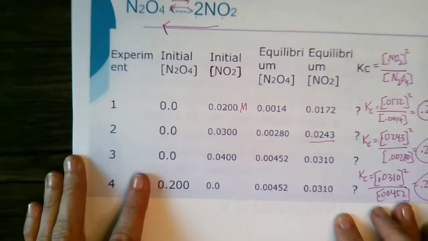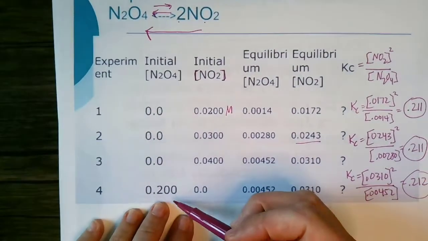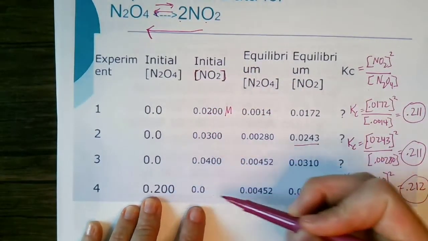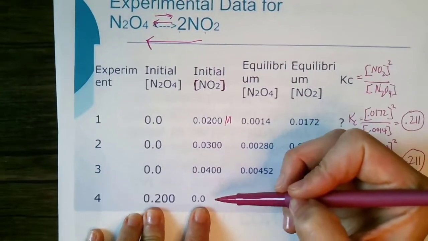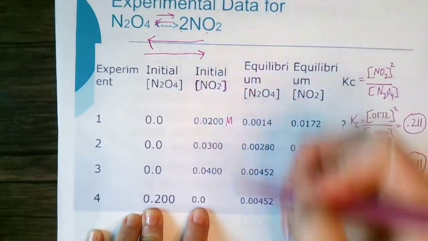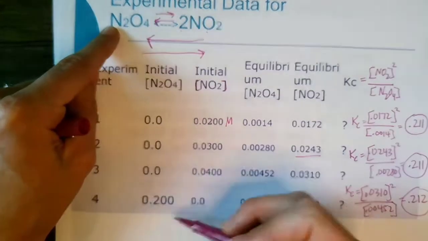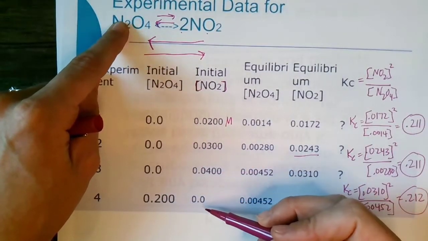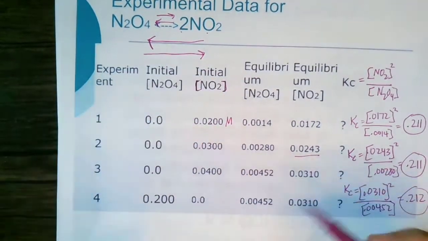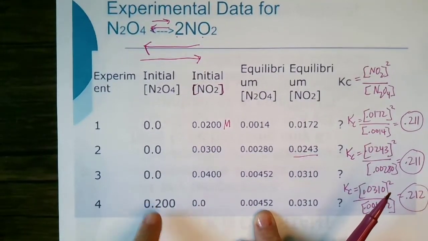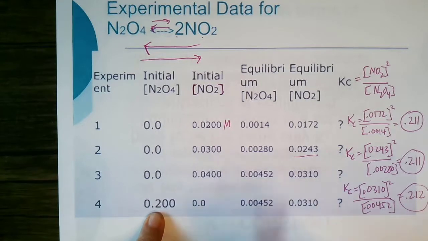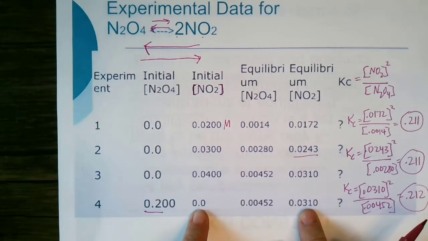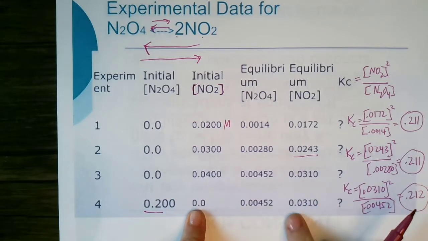Now on this last one, notice that I have an initial concentration and I don't have any NO2. So in this case, we're going in the reverse reaction, right? Because I only have reactants. I don't have any products initially. So here's a case of going in the opposite direction. We can see that the N2O4 is being consumed. Notice I started at 0.2 molar and I'm finishing at 0.004. And this NO2 is gaining concentration because I started with 0 and now it's at 0.03.